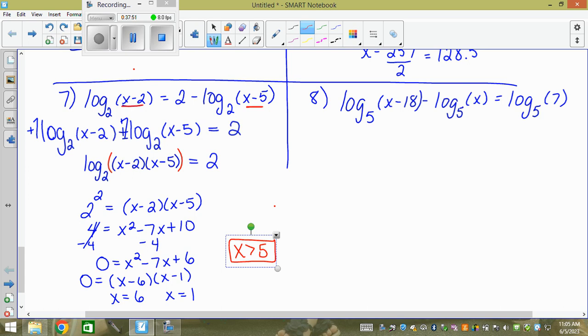If I plug 6 back in, I plug it in here. 6 minus 2 is 4. 6 minus 5 is 1. 6 works, correct? Now 1 is not greater than 5 and it's not going to work. So I plug 1 in. 1 minus 2 is negative 1.